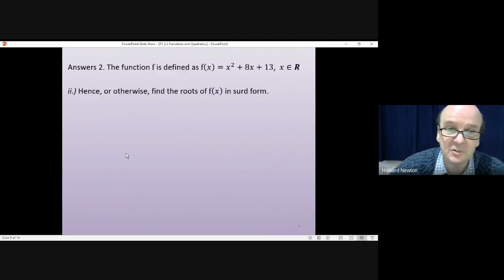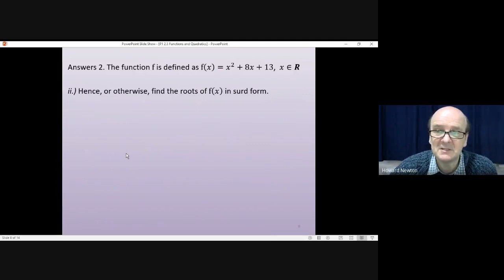Part 2 says, hence or otherwise, find the roots of f of x in surd form. A couple of comments here. If ever you see in a question, hence or otherwise, and this frequently occurs in exam questions, you can answer this question easily if you use part 1. There may be other methods to do it which you're allowed to use, but they will be harder and longer. So they're really giving you a very big hint. There's an easy way to do this question if you use part 1.